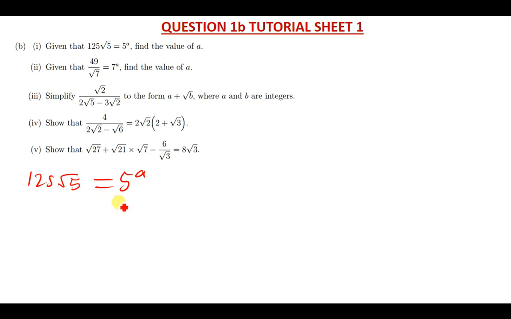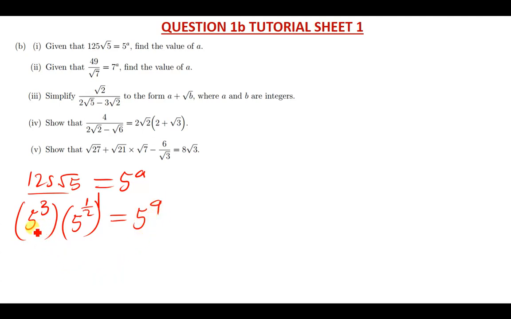In other words, what I'm asking is that we express the left hand side, which is just this part, as a base of 5. We know that 125 can be expressed in terms of 5 as a base. It can be written as 5 to the power 3, and the root of 5 can be written as 5 to the power half. These are some of the rules that we learned in the previous tutorial. If you've not watched the first tutorial that I made for question 1a, make sure that you watch. I explained this, and then we have 5 to the power a there.